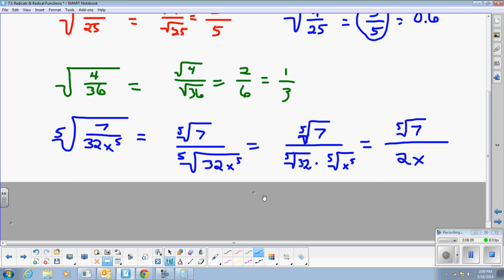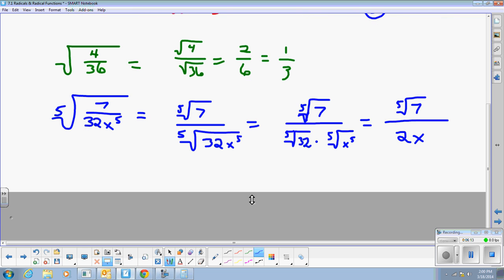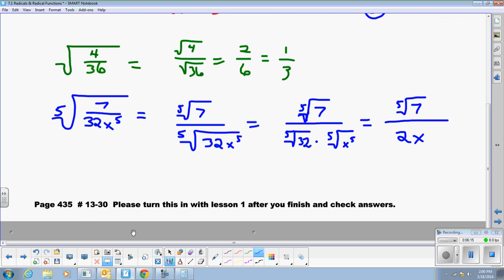All right, if you have any questions as you're working, please let me help you. The assignment that I would like you to do is right here. It's page 435, numbers 13 through 30. And please turn this in with Lesson 1 after you finish and check your answers. Always check your answers. Now I am assigning even numbered problems here. Please make sure that you use my answer key to check those. Go ahead and take some time to write that down. Let me know what you need help with.